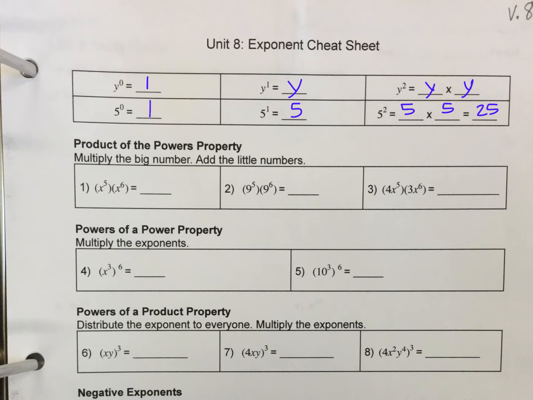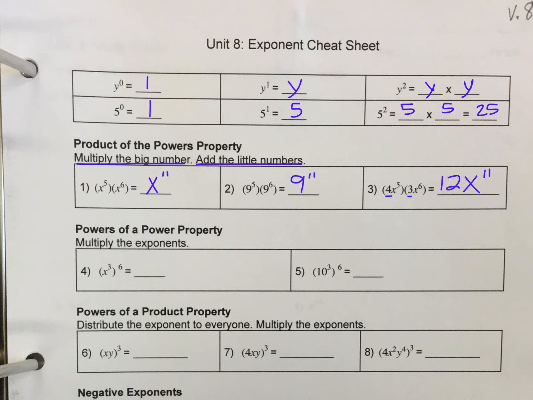Okay. When I have the product of the powers property, I multiply the big number if there's a big number and add the little number. So for this, there's no big number. Copy the x. 5 plus 6 is 11. For number 2, I'd copy the 9, and 5 plus 6 is 11. And for number 3, it's got big numbers. I multiply the coefficients. 4 times 3 is 12. Copy the base, and then 5 plus 6 is 11.